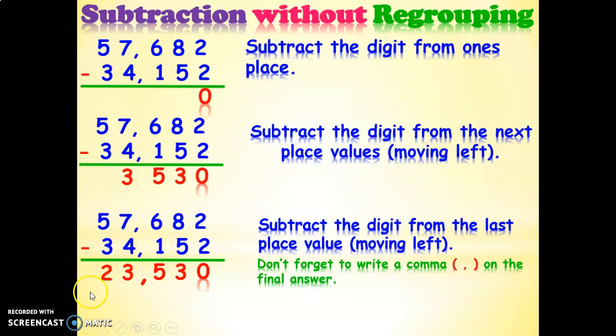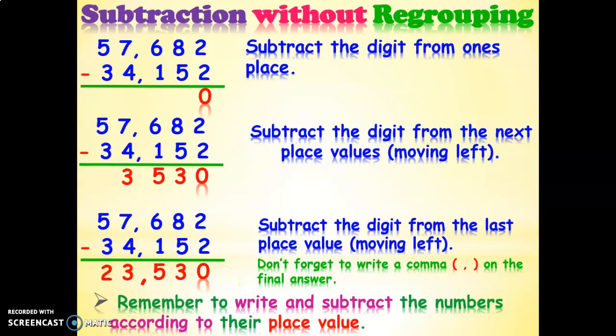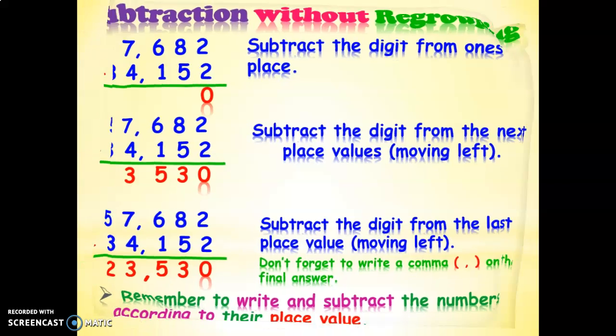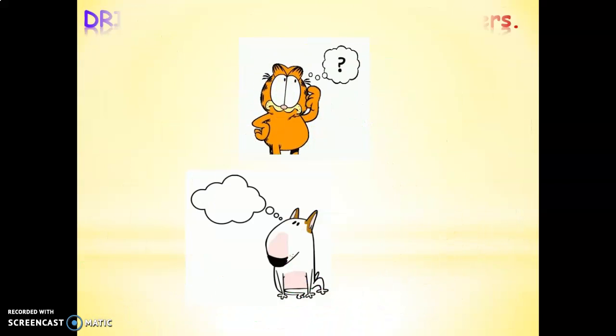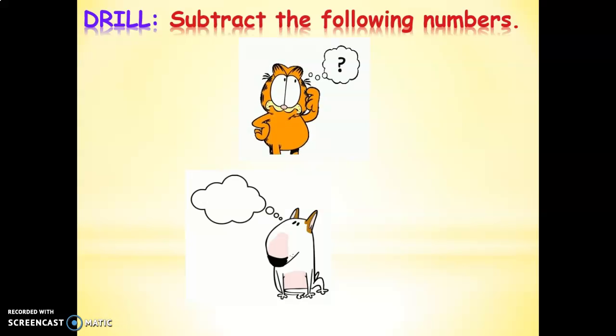For our final answer, the number is 23,530. Also, remember to write and subtract the numbers according to their place value. Again, start from ones, tens, hundreds, thousands, and then 10,000s. Now that you do understand the lesson about subtraction without regrouping, you can now try to answer this drill.